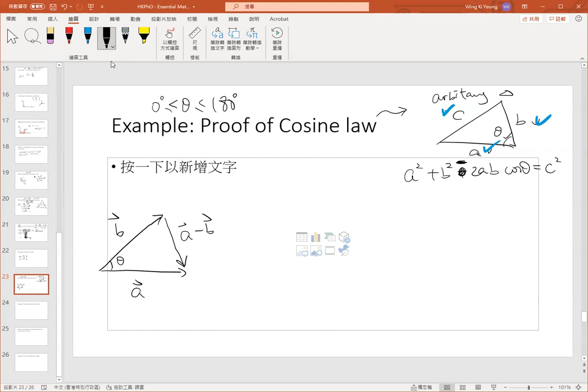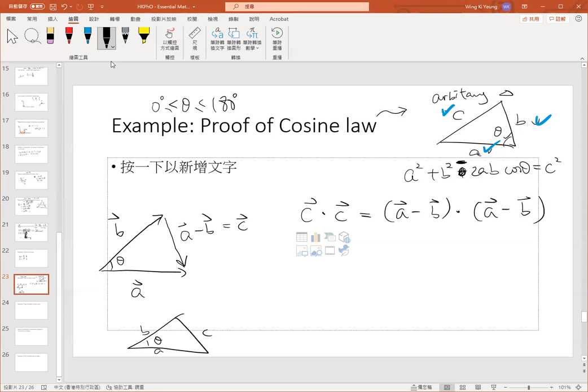We are doing something very dumb. This vector we also call vector C, because you can consider this a triangle with sides A, B, and C and angle theta. And then let's do it. You know vector C equals vector A minus B, so we do a dot product. C dot C is equal to A minus B dot A minus B, because C equals A minus B.